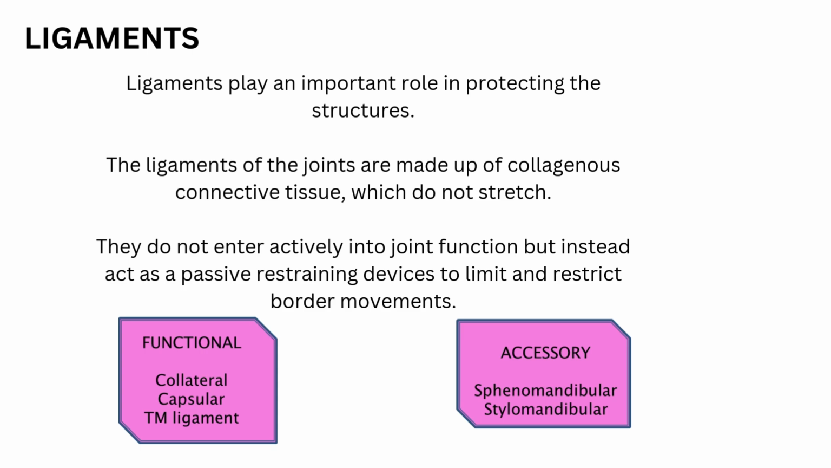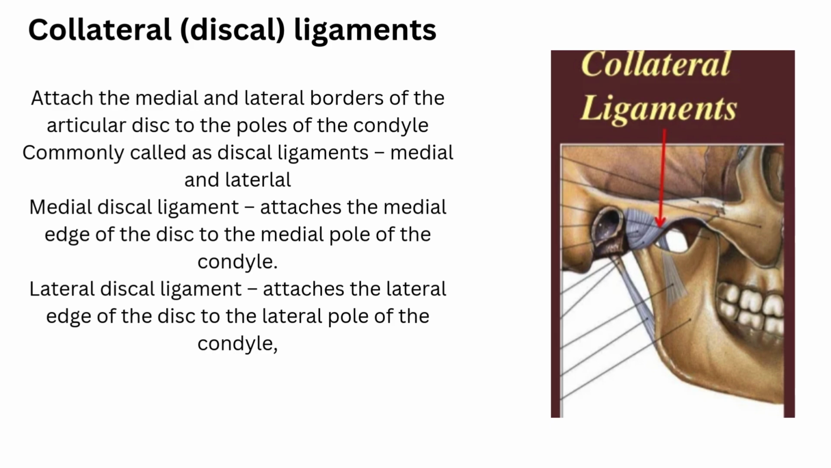So the ligaments are divided into two types, functional and accessory. Alright, the functional ligaments are collateral ligament, capsular ligament and temporomandibular ligament. Accessory ligaments are spinomandibular ligament and stylomandibular ligament. So the first ligament we are going to talk about is the collateral or discal ligament.